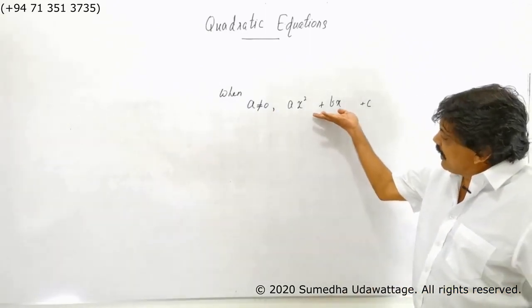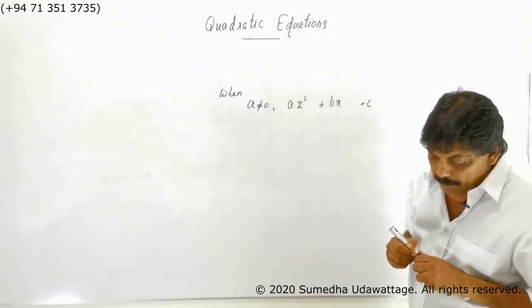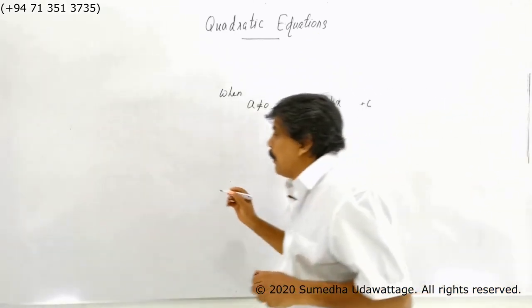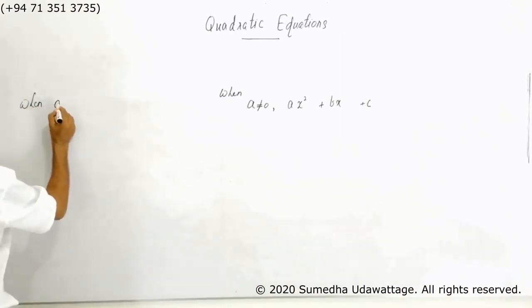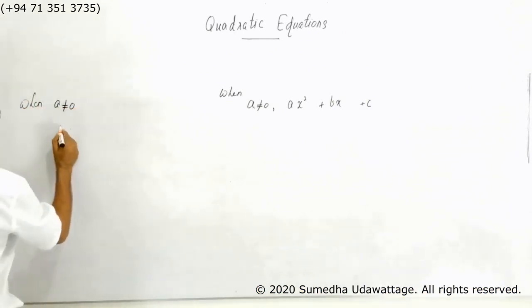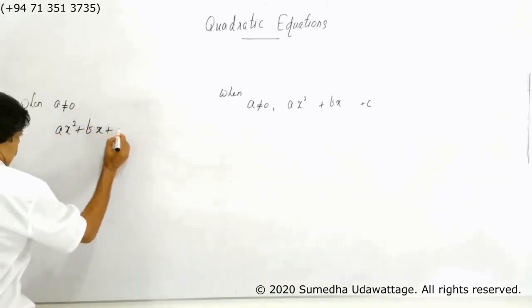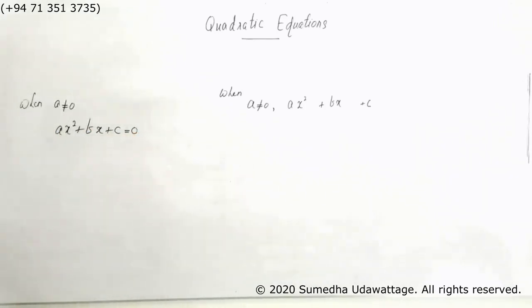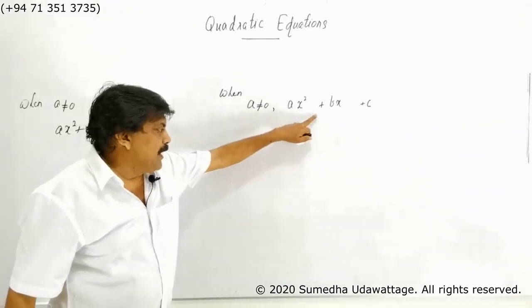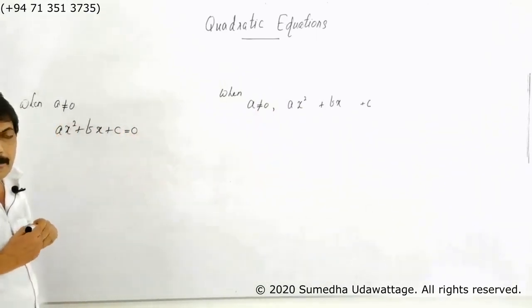Now this is a quadratic expression. We got to talk of quadratic equations. Then we say when a is not equal to 0, ax square plus bx plus c is equal to 0 is the quadratic equation, the general form of a quadratic equation. This is the quadratic expression. When made equal to 0, you get the quadratic equation.